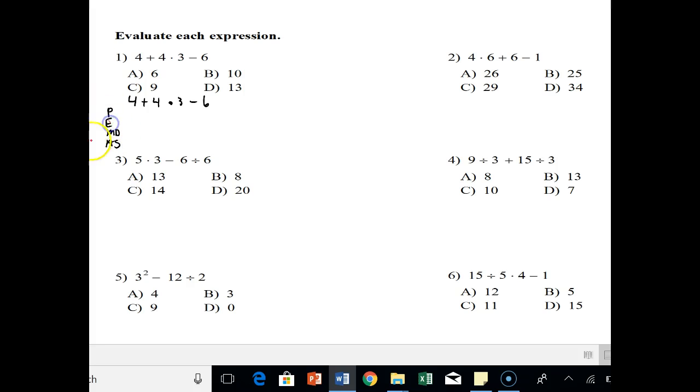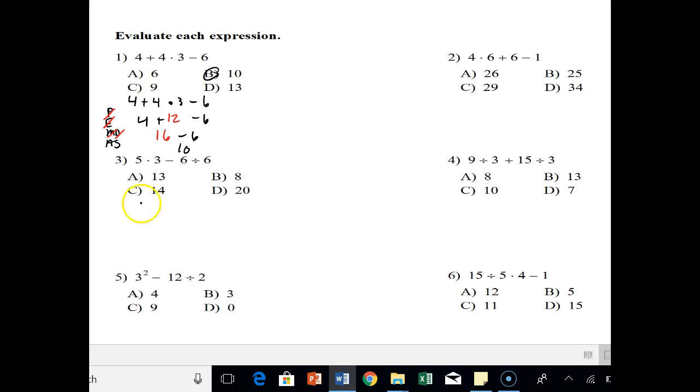So there's no parentheses, there's no exponents. We do have multiplication, so I'll do 4 times 3 first. So 4 plus 12 minus 6. Now I will add or subtract whatever comes left to right because there's no division, right? So I'll do 4 plus 12, which is 16, then minus 6. And my answer is 10, so B is my answer.